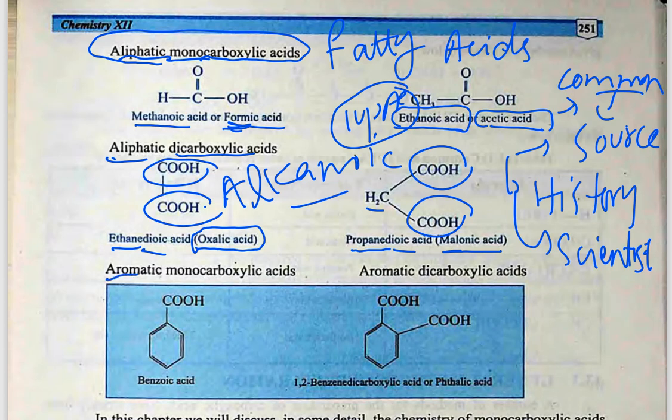Next is aromatic carboxylic acids. Aromatic carboxylic acids are further classified on the basis of the number of carboxylic groups present in them. Aromatic monocarboxylic acids contain a benzene ring and one carboxylic group, and aromatic dicarboxylic acids contain a benzene ring and 2 carboxylic groups. This is an example of benzoic acid, and here is an example of 1,2-benzenedicarboxylic acid or phthalic acid.